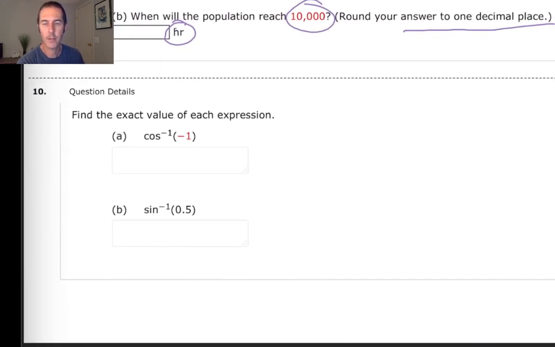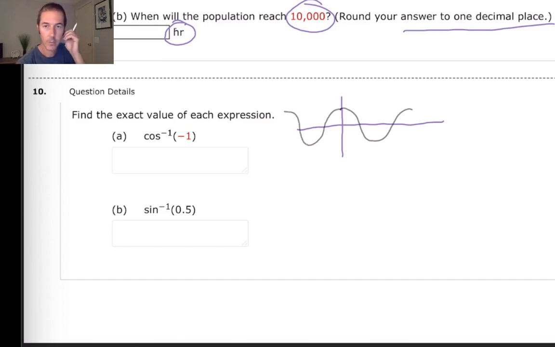In problem number 10, this is a throwback to a pre-calc or trig class. We're being asked for the inverse cosine of -1. The cosine function, this is a nice question. This ties in with a lot of what we're doing in this video. The cosine function goes like this.